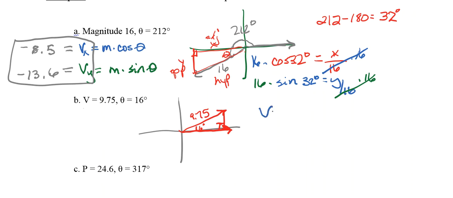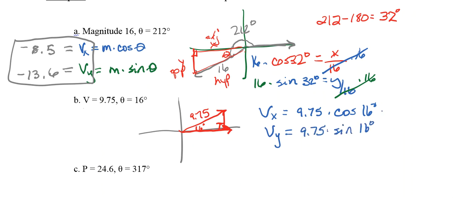So we're just going to go for the horizontal component. 16 times cosine of 9.75, oops, I wrote those backwards. Let's fix those. Because it's magnitude, which is 9.75, times the cosine of 16 degrees. And for the vertical, we'll do 9.75 times sine of 16. We'll plug those in.